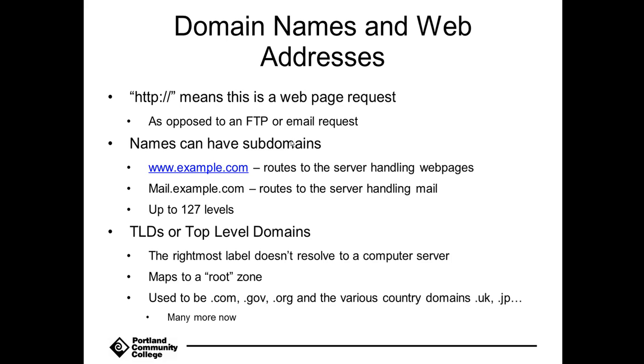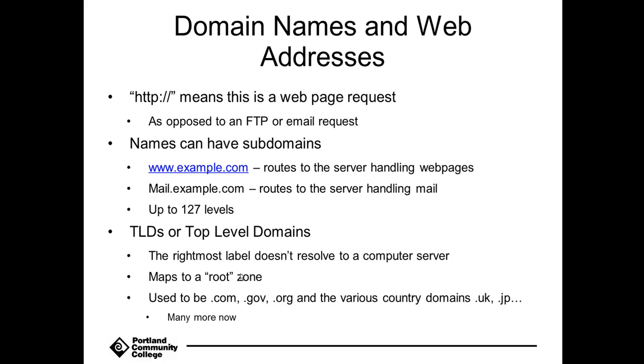Now, names can have subdomains. www.example.com, that routes to the server handling web pages. There's also a server called mail.example.com, and that sends traffic to the server handling mail. You can have actually up to 127 levels of dots, although I've rarely seen more than one or two. This .com over here, that's called a TLD or top level domain. There is no com server, no edu server. There always has to be a name in front of it.